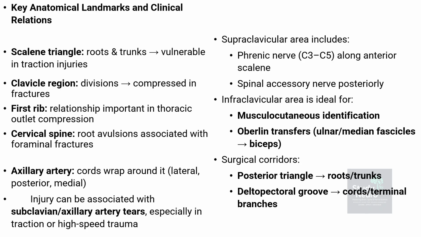The infraclavicular area is ideal for identifying the musculocutaneous nerve and performing Oberlin transfers, where fascicles from the ulnar or median nerves are redirected to restore biceps function. For surgical access, the posterior triangle provides a corridor to the roots and trunks, while the deltopectoral groove allows safe access to cords and terminal branches.